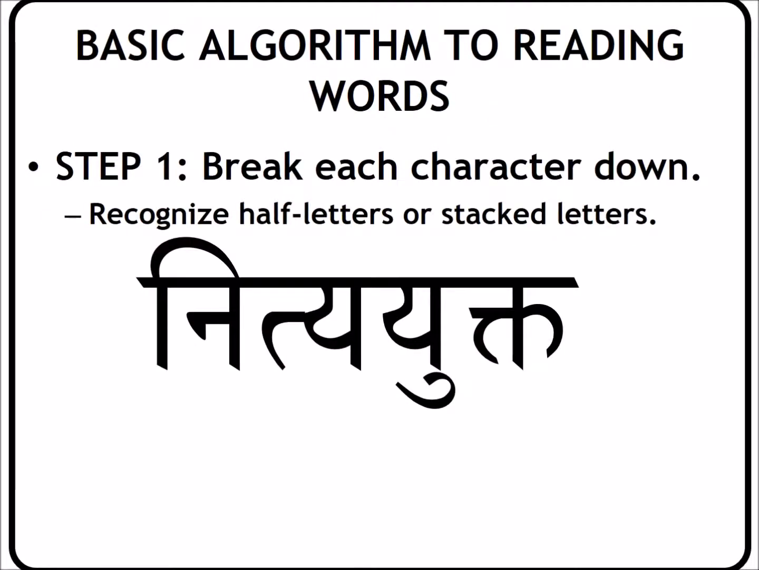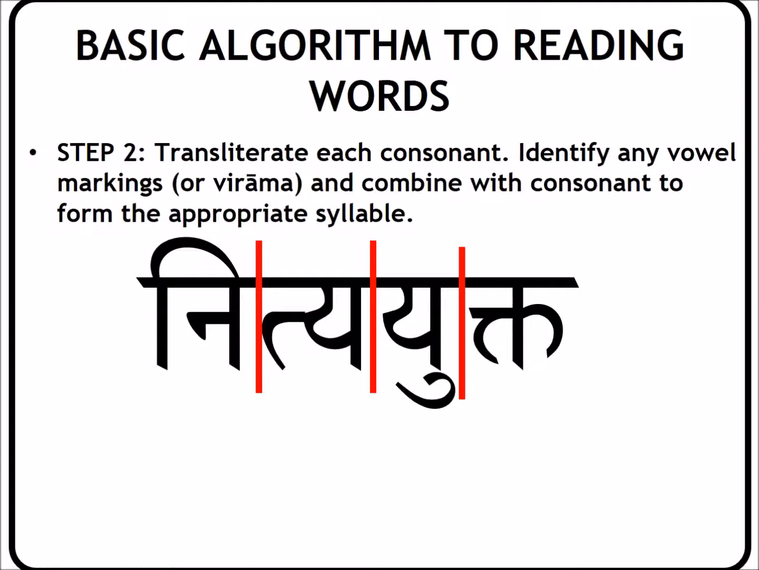Again, first step is to break them down by character. If you look at this carefully, you'll see that there are 4 characters: 1, 2, 3, and 4. Then we're going to transliterate each of these characters separately. So the first one you can see is the letter na, but to the left of na we have the short e sound, so we have ni.